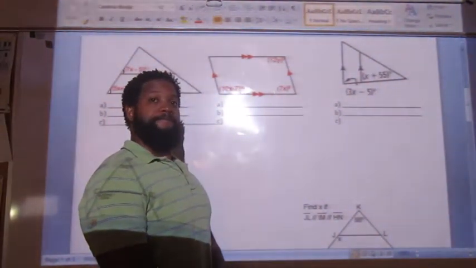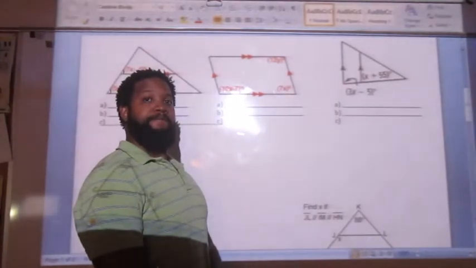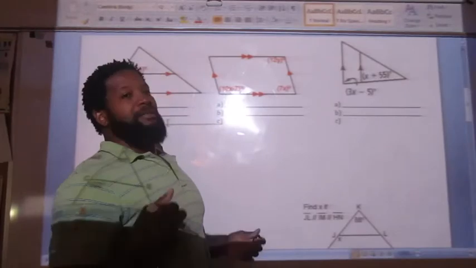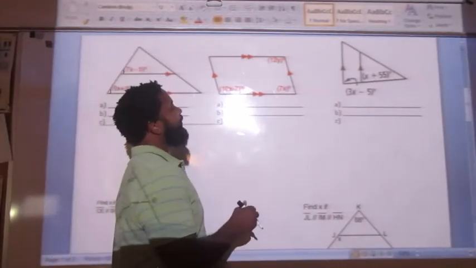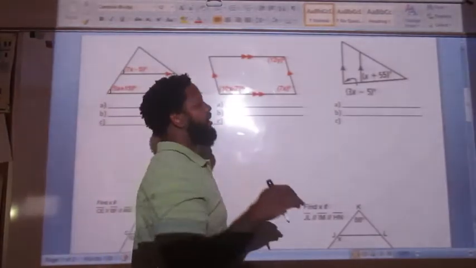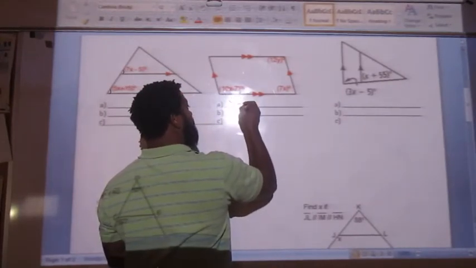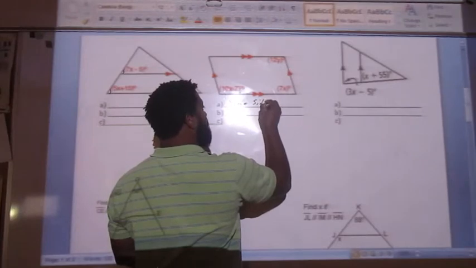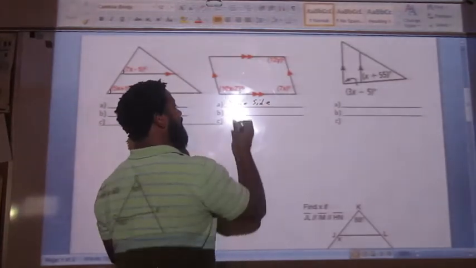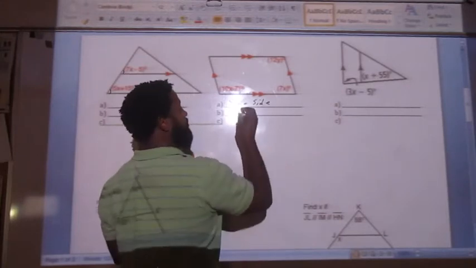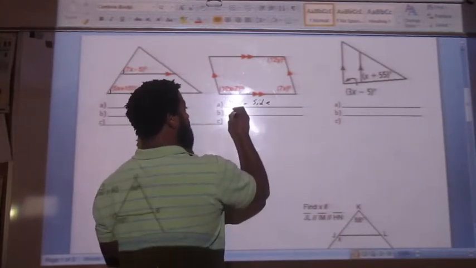Is the y also equal to 180? No. Is y equal to 12? My brain hurts. Consecutive or same side, right? So we have the same side. If they're same side, that makes them what? Part plus part equals 180. Supplementary, right?